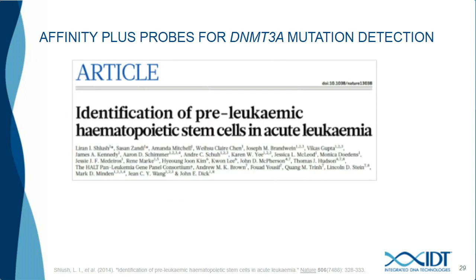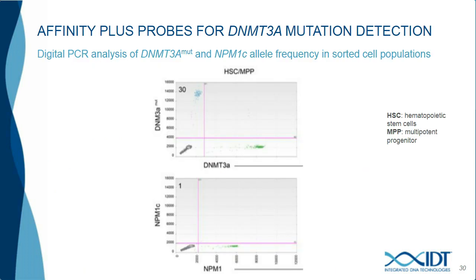To demonstrate the power of an Affinity Plus probe, I wanted to show an example from this research paper, Identification of Pre-Leukemic Hematopoietic Stem Cells in Acute Leukemia. In this study, the authors are looking at the presence of DNMT3A and NPM1 mutation rates during hematopoiesis. What they found in hematopoietic stem cells is there's about a 50-50 mix of wild type and mutants in the DNMT3A SNP. However, the NPM1 is primarily wild type sequence.